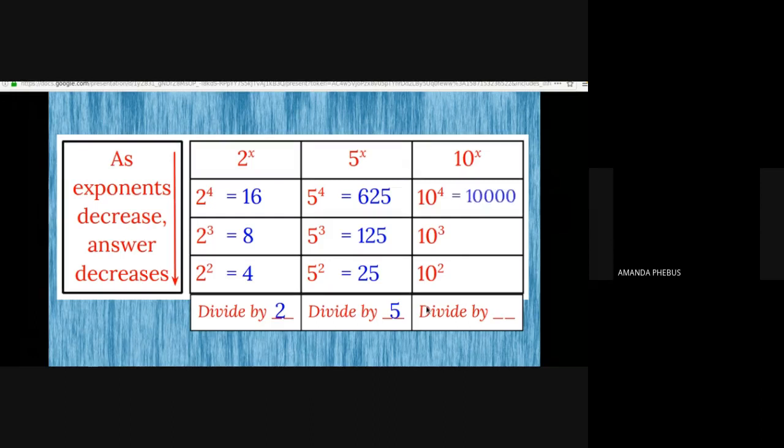10 to the 4th is 10,000, 10 to the 3rd is 1,000, 10 squared is 100. We're dividing by 10 each time. And each of these numbers are, of course, the same. We're dividing by 2, we're dividing by 5, dividing by 10. They're the same as the bases that we had above, 2, 5, and 10.